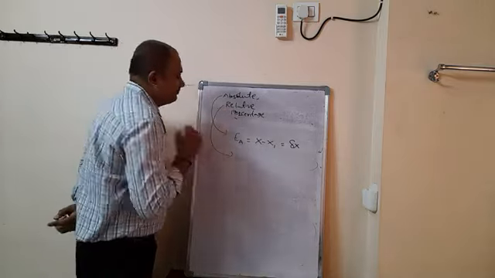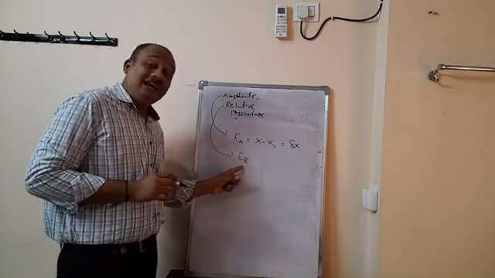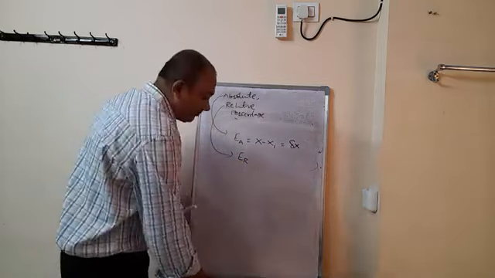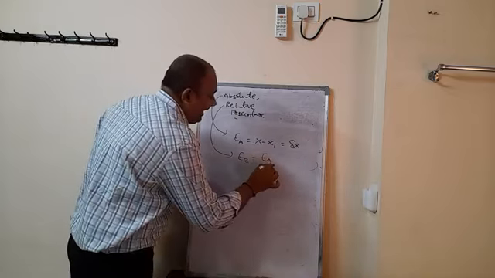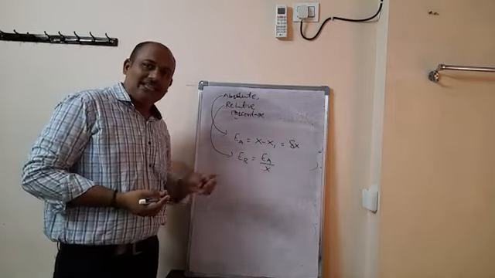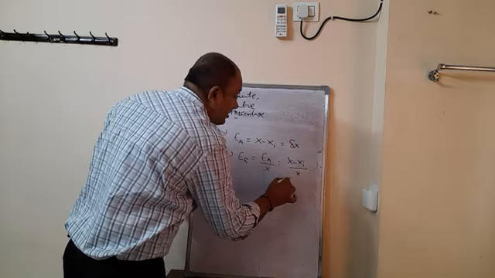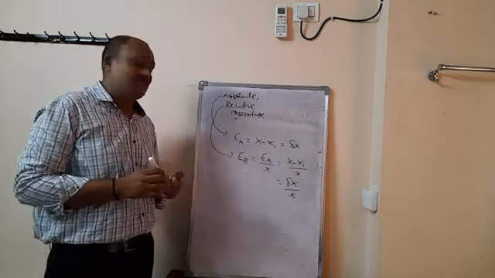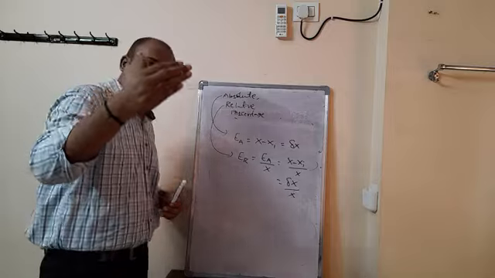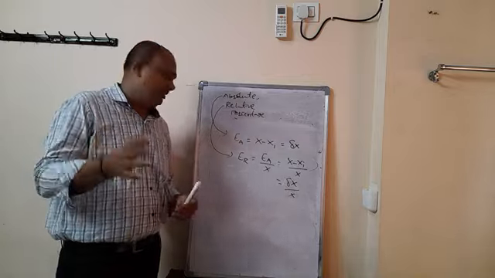The relative error is denoted by the symbol ER. The relative error is defined as EA by x, that is, absolute error divided by the exact value of the quantity. It can also be written as x minus xi by x, or delta x by x. That is the definition of relative error.